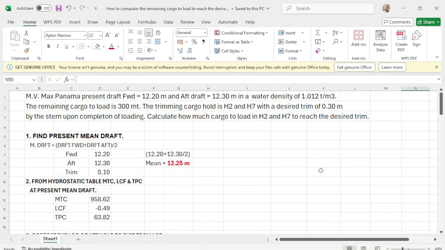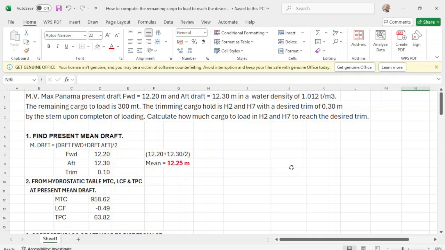This is the problem. The vessel is a Panamax vessel and it has 7 holds, and the name of the vessel is MV Max Panama. So MV Max Panama's present draft forward is 12.20 meters, and aft draft is 12.30 meters in a water density of 1.012 tons per cubic meter, meaning he is floating in a density of 1.012. So he is in a loading berth.